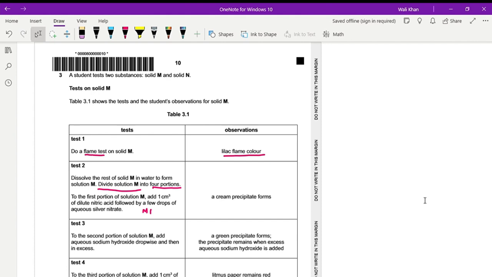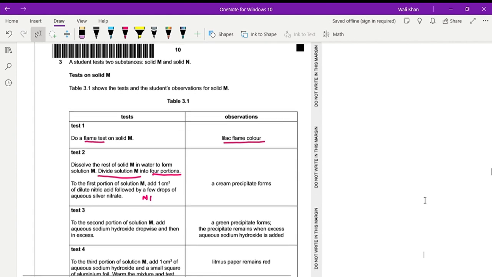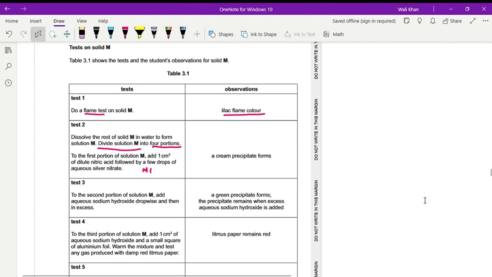Test number 3. To the second portion of solution M, add aqueous sodium hydroxide dropwise and then in excess. So, in the second portion, the student has added sodium hydroxide dropwise first and then in excess. Observation: a green precipitate forms. The precipitate remains when excess aqueous sodium hydroxide is added.